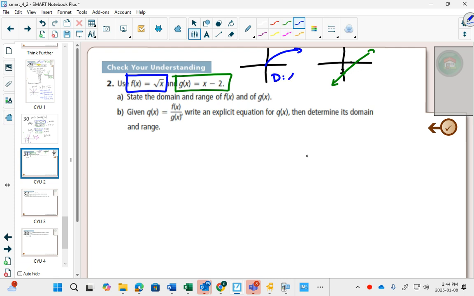Domain, x is bigger than or equal to 0. Range, y is bigger than or equal to 0. And for the green one, domain is everything. And the range is everything.